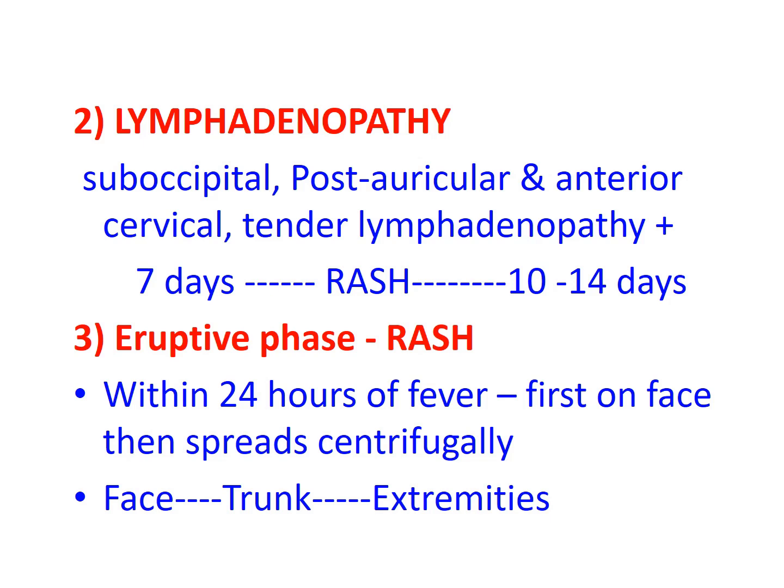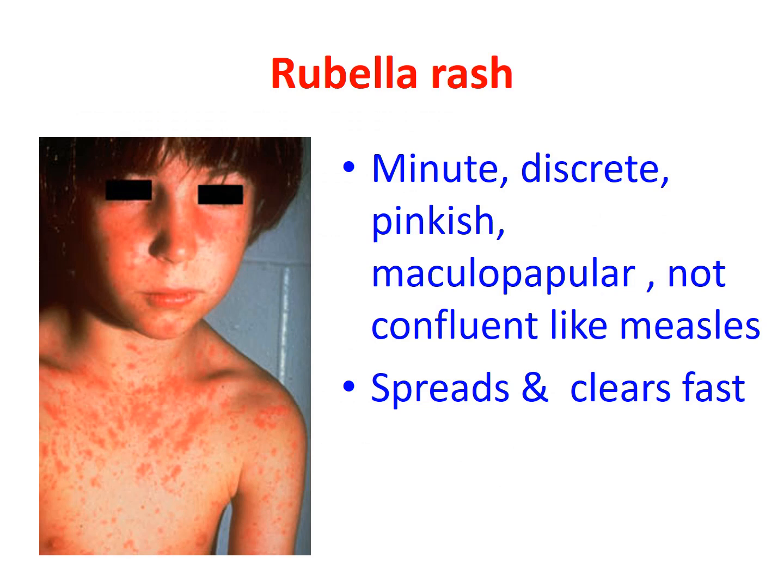Then comes the eruptive phase or the rash stage. The rash appears within 24 hours of the fever. First the rash appears on the face, then it spreads centrifugally: face, trunk, extremities, that way. The rash is minute, discrete, pinkish in color, maculopapular, but not confluent like the measles rash. It spreads and then it clears very fast also. So within 3 days the rash disappears.